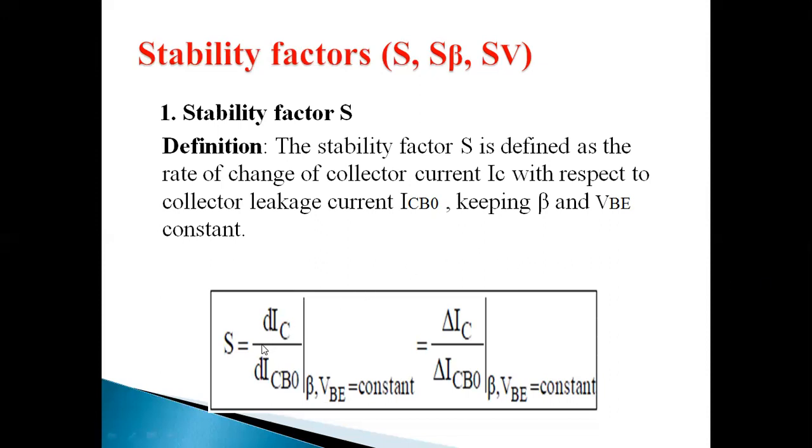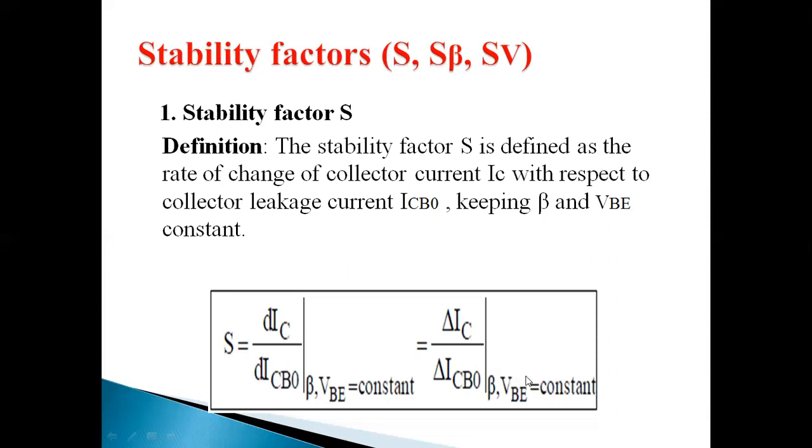In mathematical notation, the change of collector current can be given as dIC with respect to the change in the collector leakage current, that is dICBO, where beta and VBE are kept constant. It is also determined as delta IC by delta ICBO, where beta and VBE are kept constant.